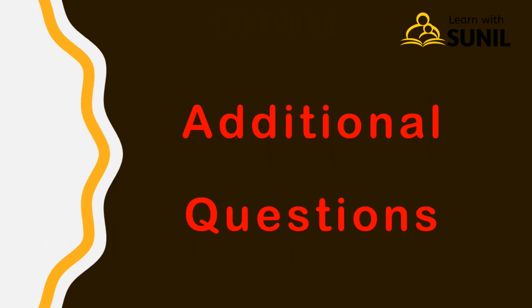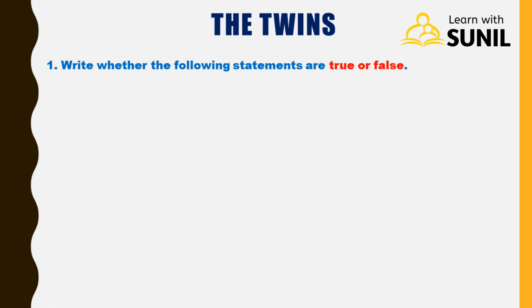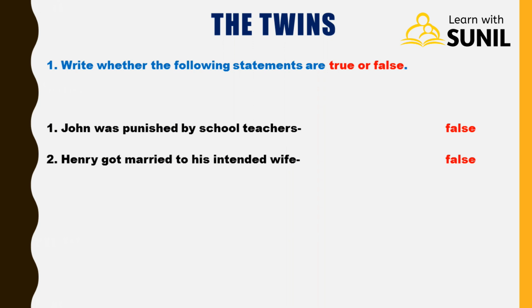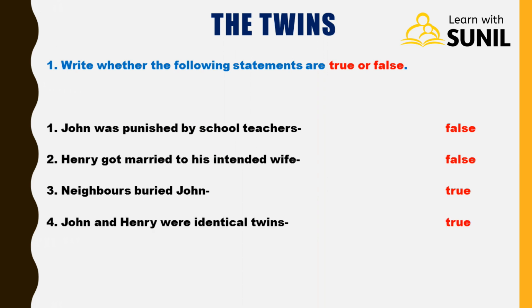Additional questions. First, write whether the following statements are true or false. First, John was punished by school teachers. False. Second, Henry got married to his intended wife. False. Third, neighbors buried John. True. Fourth, John and Henry were identical twins. True. Fifth, nobody knew who was born a twin. True.